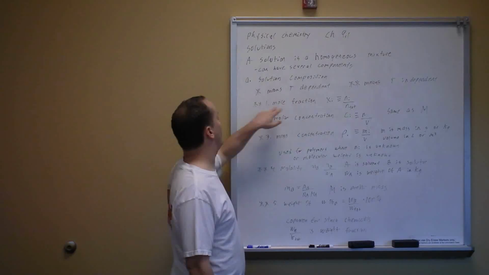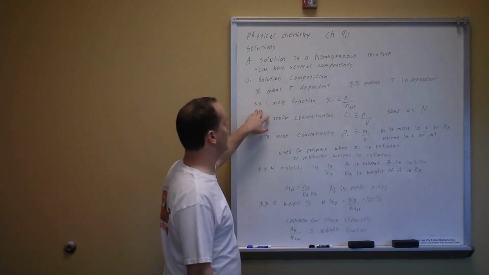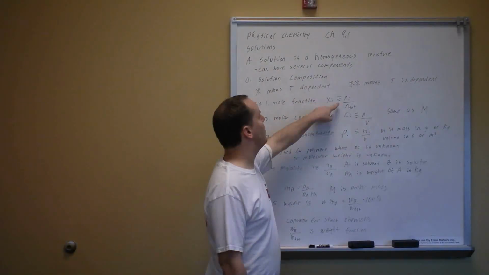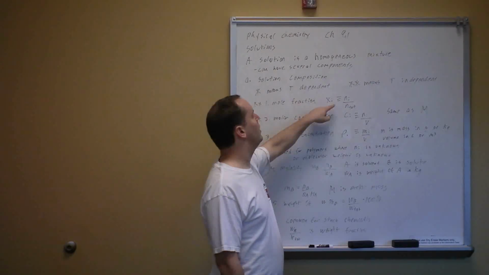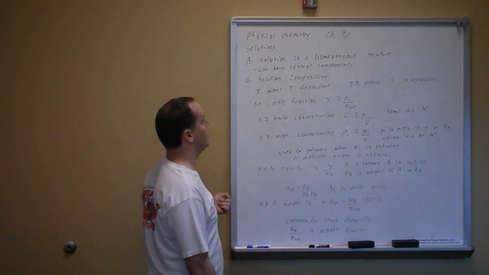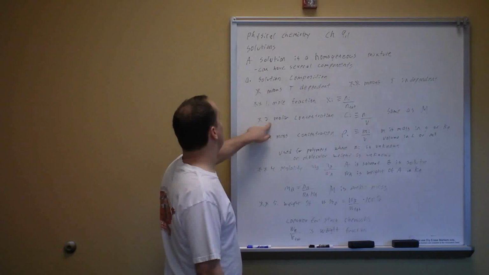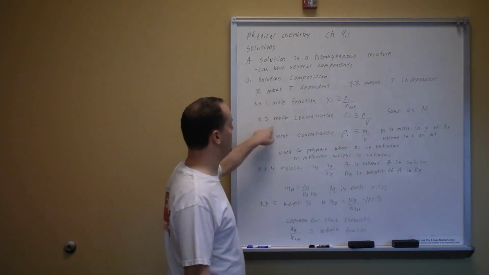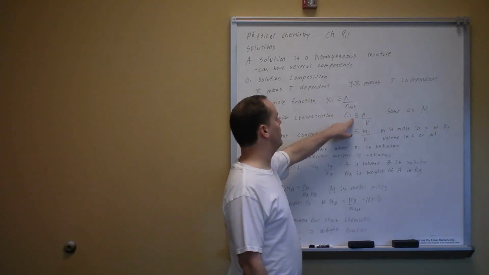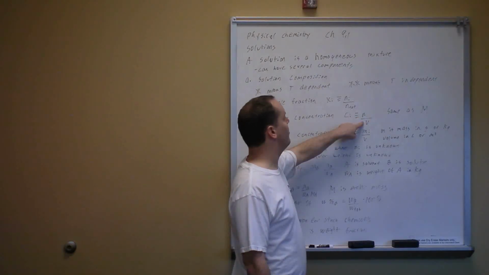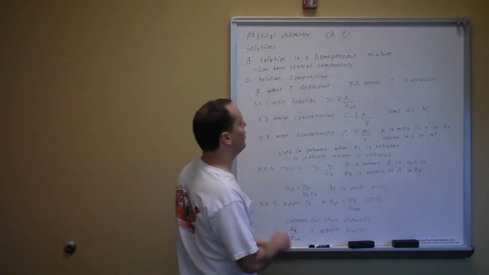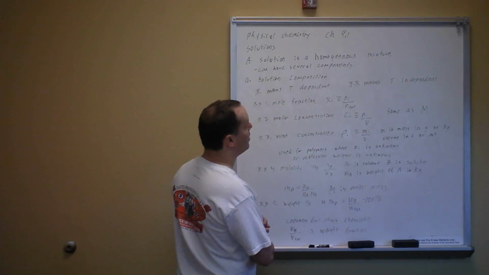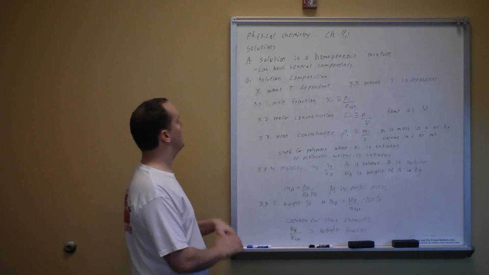Now, first we're going to do mole fraction. 2 stars says temperature independent. Mole fraction X of I is equal to N sub I over N total. I is obviously our analyte, or the solute. And then 2, molar concentration, that's 1 star, so it's temperature dependent. So the concentration of I is equal to N sub I over V. Remember, V is volume, and I is our solute. And then this would be the same thing as molarity.